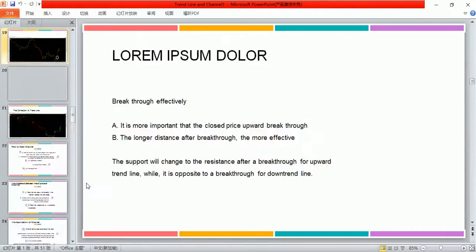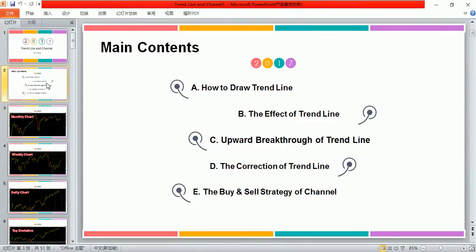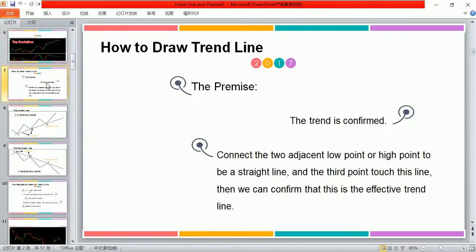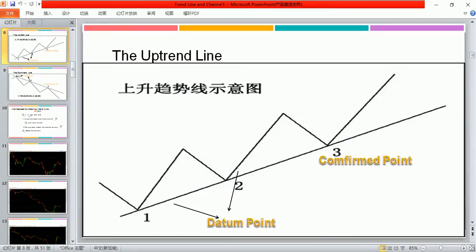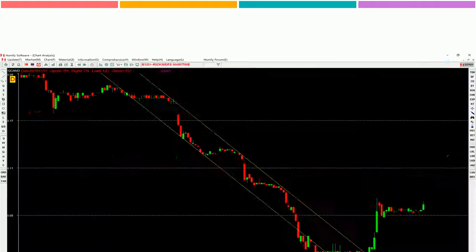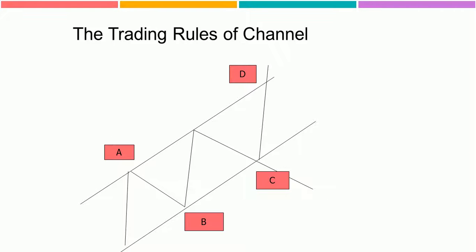Firstly, we learned how to draw the trend line, and how to judge the trend line. You should remember this important thing: because we know how to draw the trend line already, you should know how to judge the buy and sell points after you draw it. So A is the sell point, B is the buy point, C and D are sell points. And when the price reverses and touches this downward trend line, here is another sell point.